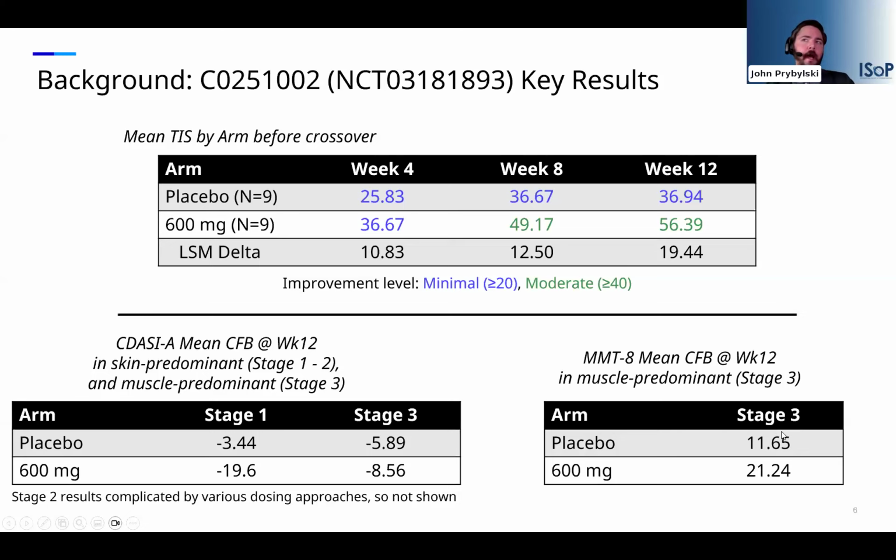And these numbers don't really provide a lot of context, but the take-home point is that we had a good muscle response in our subjects with muscle predominant disease. We had a good skin response in subjects with skin predominant disease, and our TIS response in, again, just muscle predominant subjects is good, but there's a lot of uncertainty there. And it's kind of hard to figure out how to combine all of that information together.